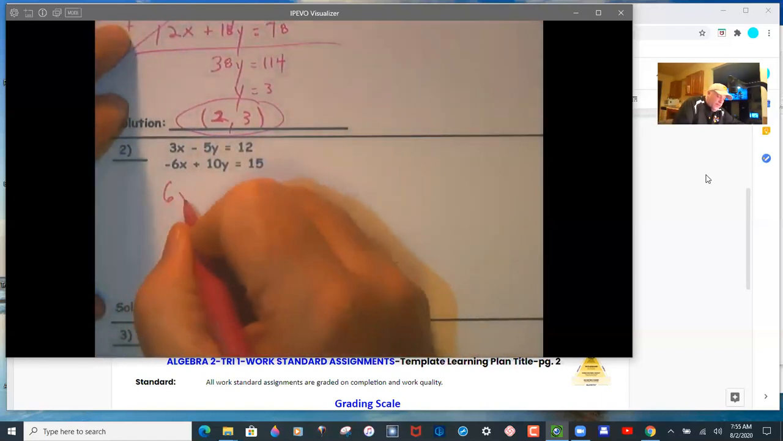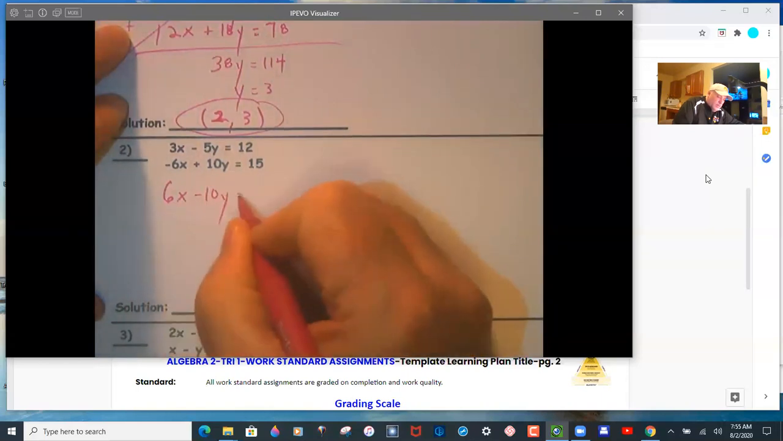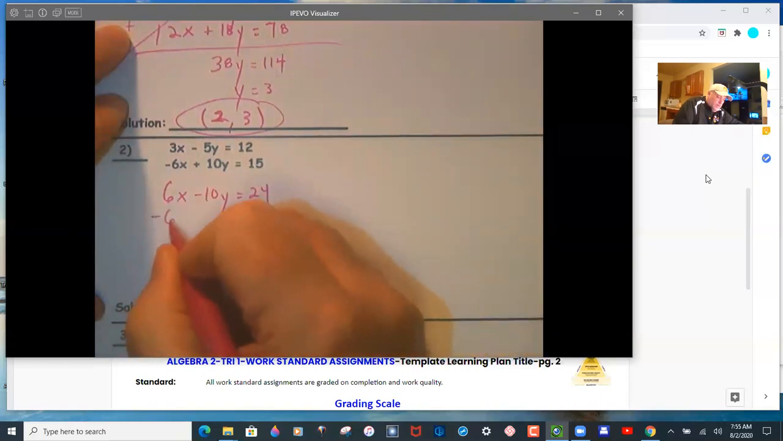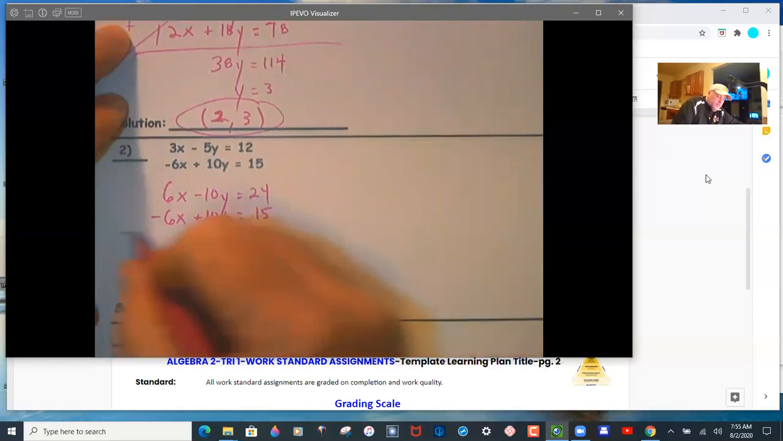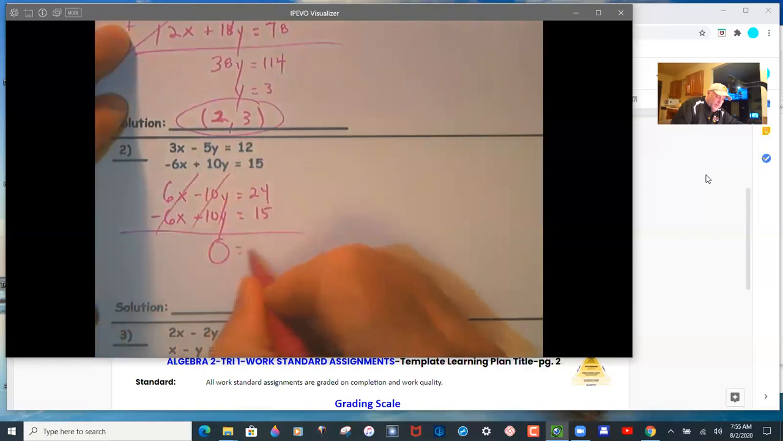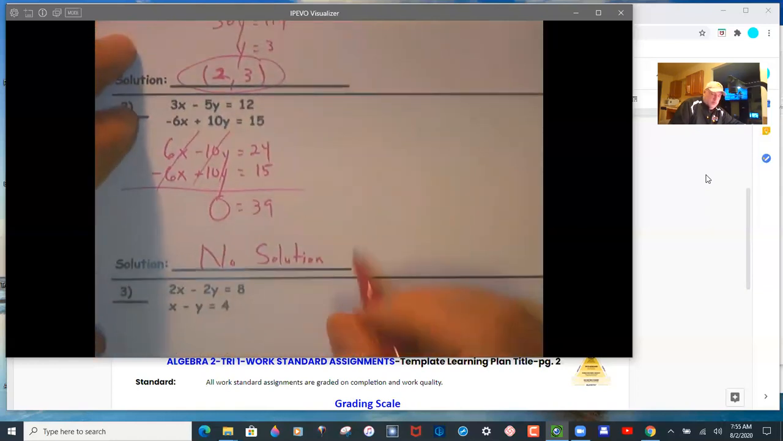On this next one, if I multiply the top row by 2, both the x's and the y's drop out. We get a 0 and then a 39. So when that happens and the result is false, it's a no solution.